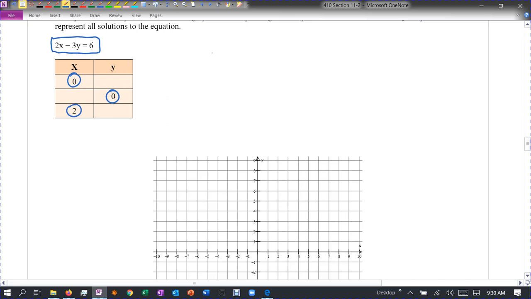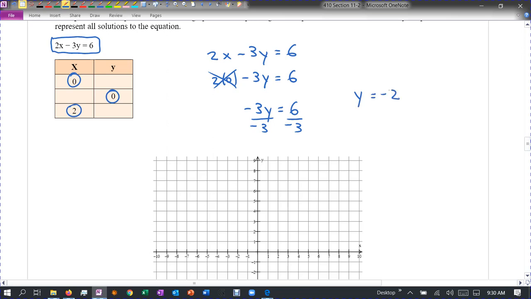So if we plug in 0 for x, using this equation, that's going to be 2 times 0 minus 3y equals 6. 2 times 0 is 0, so we get -3y equals 6. Now be very careful here, we don't add 3 to both sides, we divide both sides by -3. So we get y equals -2. That's the ordered pair 0, -2, which is this point right here.